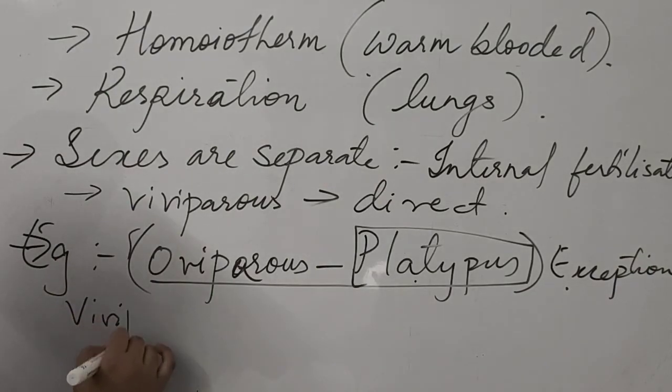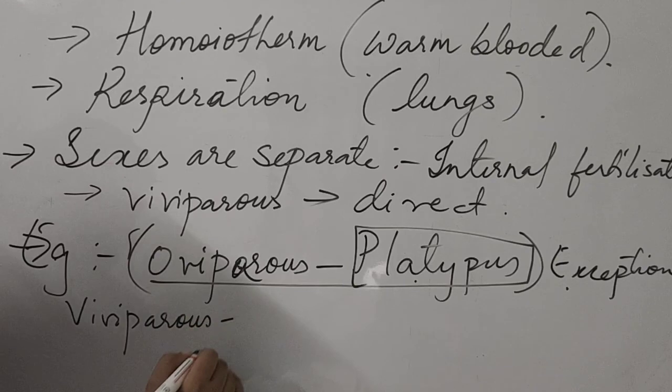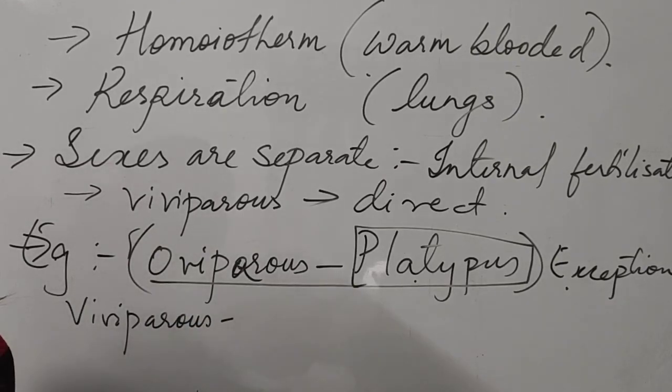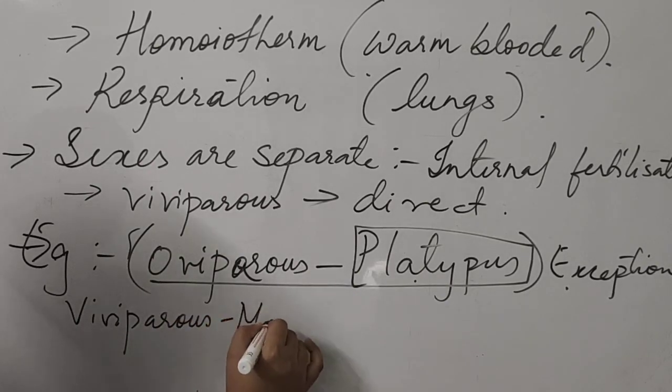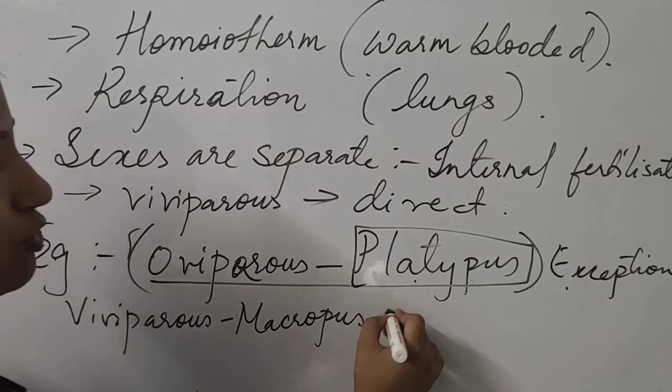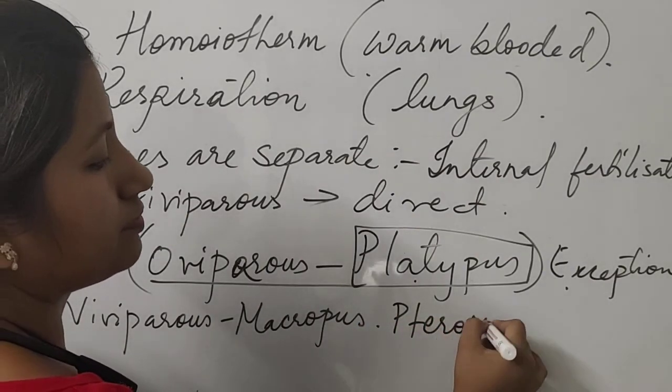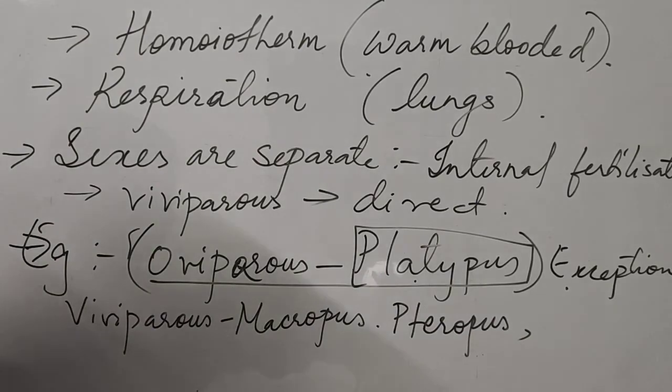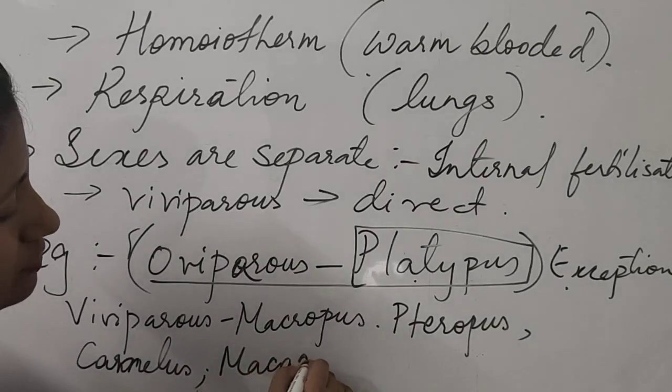So other viviparous examples are Macropus, which is kangaroo, Pteropus, which is flying fox, Camelus is camel, Macaca is monkey.